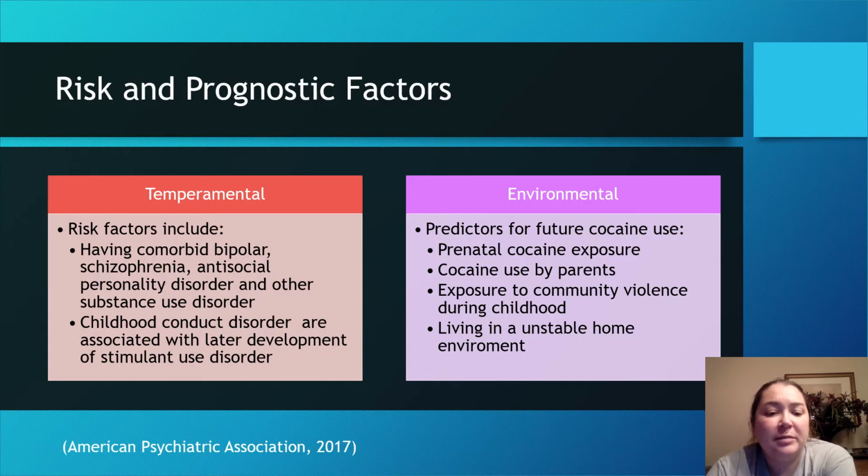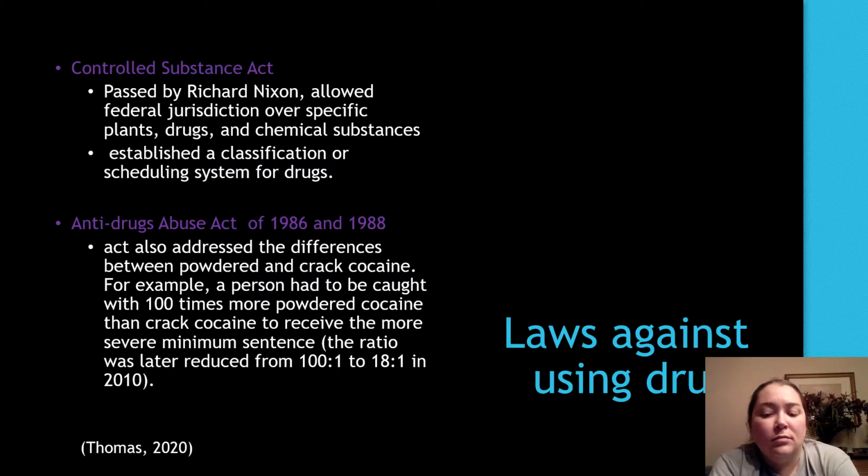Risk factors for stimulant use disorder include having comorbid bipolar disorder, schizophrenia, antisocial personality disorder, and other substance use disorders. Childhood conduct disorder is also associated with later development of stimulant use disorder. Predictors for future cocaine use include prenatal cocaine exposure, exposure to community violence during childhood, and living in an unstable home environment.